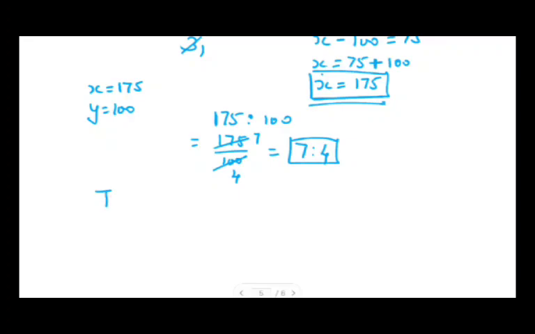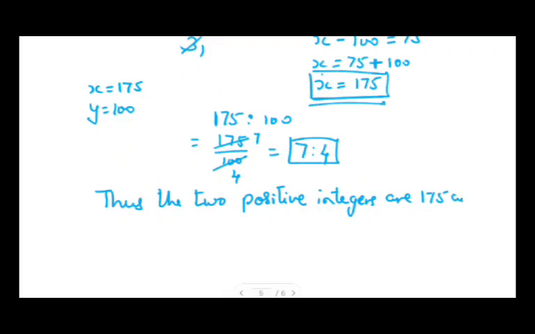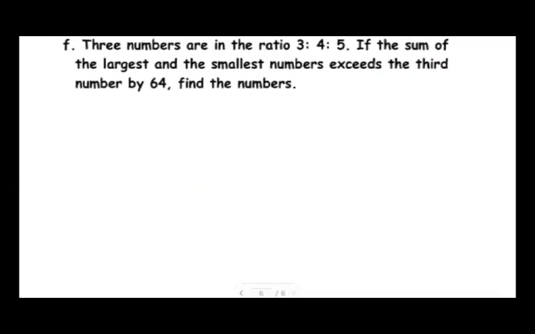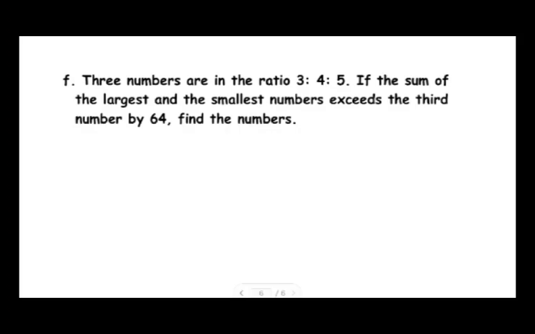Therefore, thus the two positive integers are 175 and 100. Yes, children, very simple. This is the last sum for the day, children.